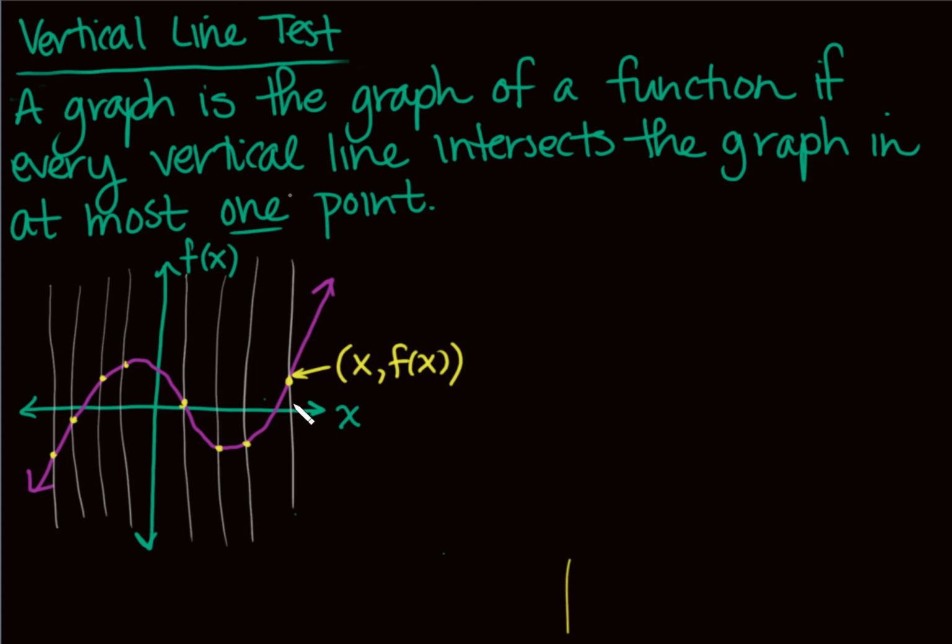If I draw a vertical line right here and I only intersect in one spot, that tells me that that x value is only mapped to this one y value right here. So it is going to be a function, okay? Because all these vertical lines basically represent every single possible x value. If it only intersects in one spot, that tells me I only have one y value corresponding to it.